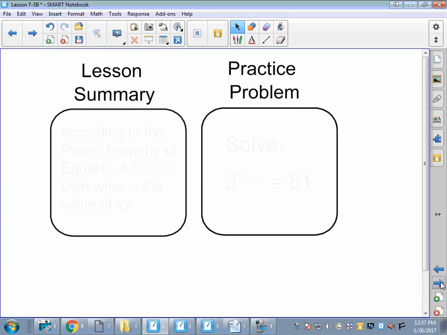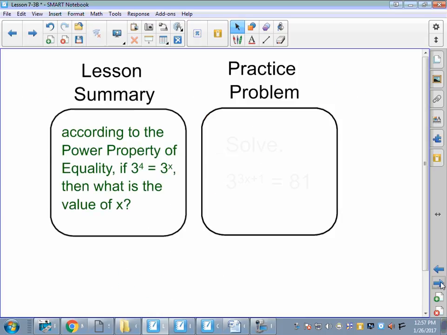All right, so let's talk about this. According to the power property of equality, if 3 to the 4th power equals 3 to the x power, what does x have to be equal to? Hopefully you got that one down, no thinking.